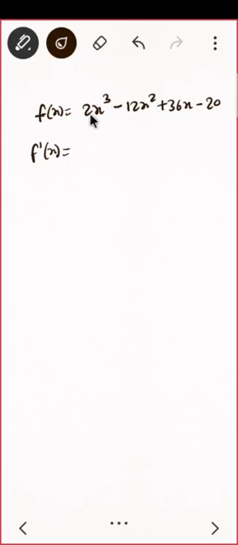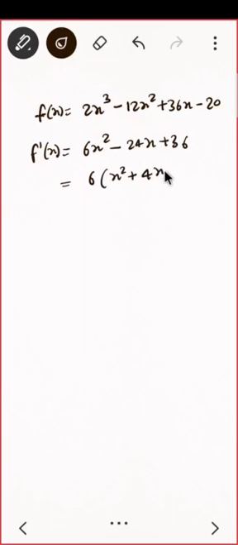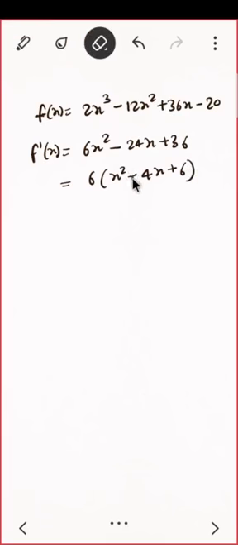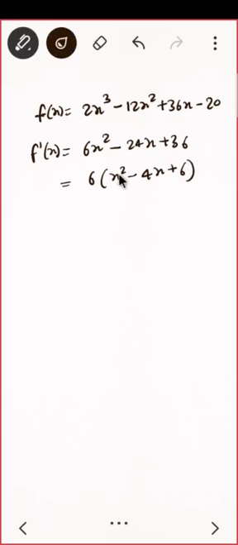Tell me. This will be 6x minus 6x square, correct? Minus, can you take something out? And what is that next thing? Okay. What next? Can you factorize this?